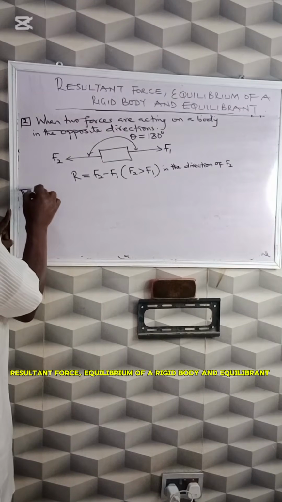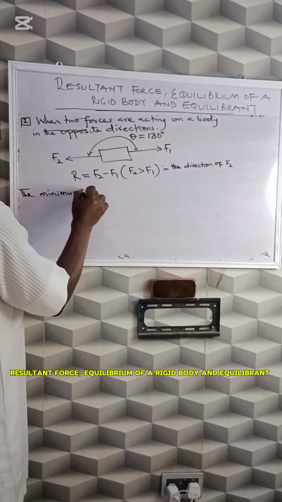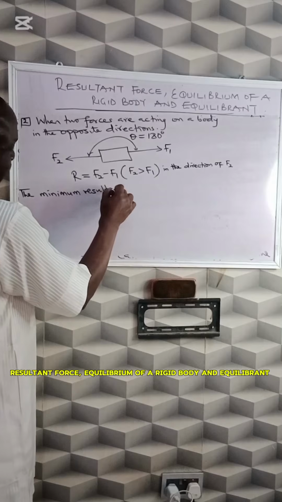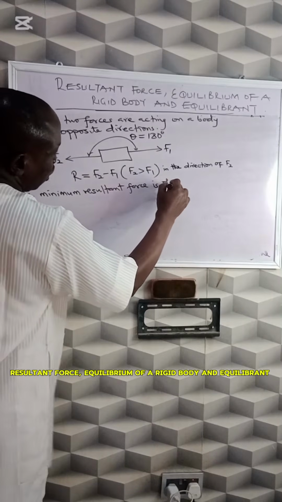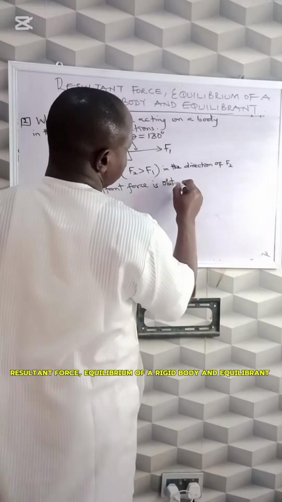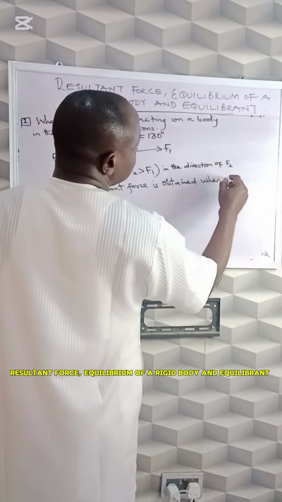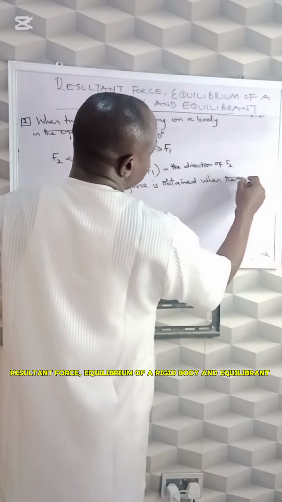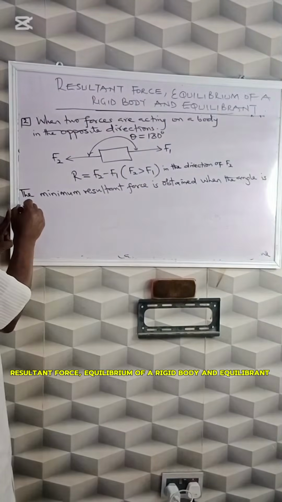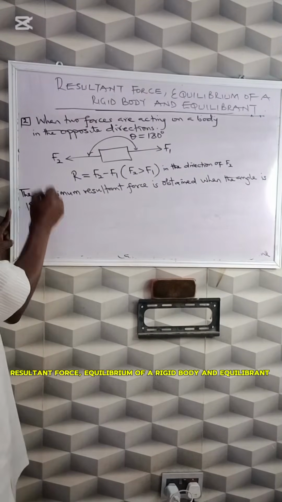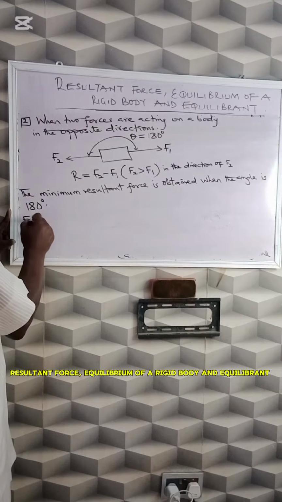So the minimum resultant force is obtained. The minimum resultant force is obtained when the angle between the two forces is 180 degrees. Please take note of that. So let's see example 1.